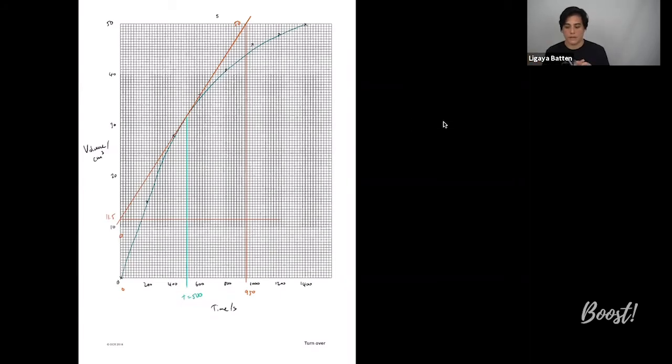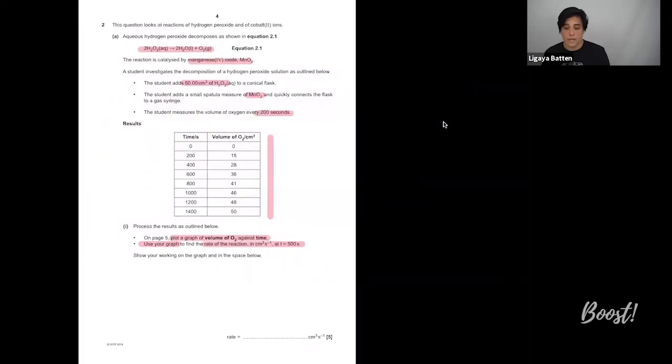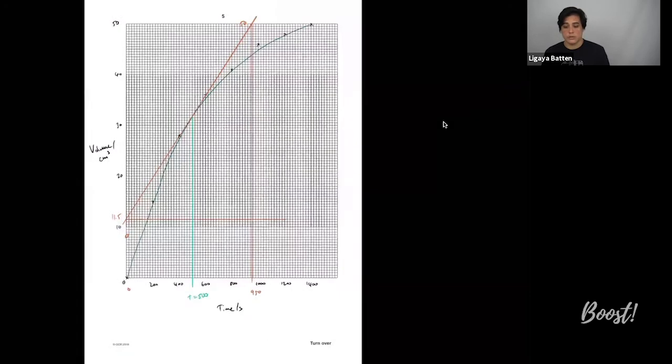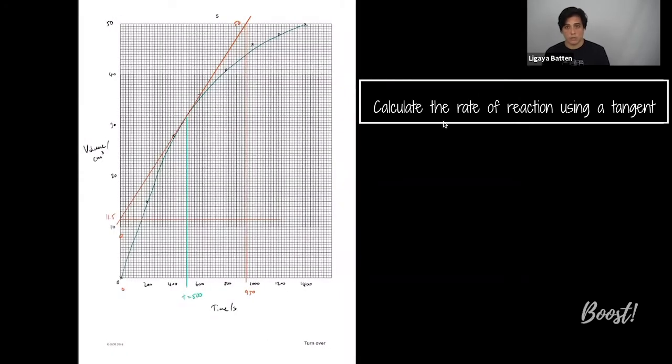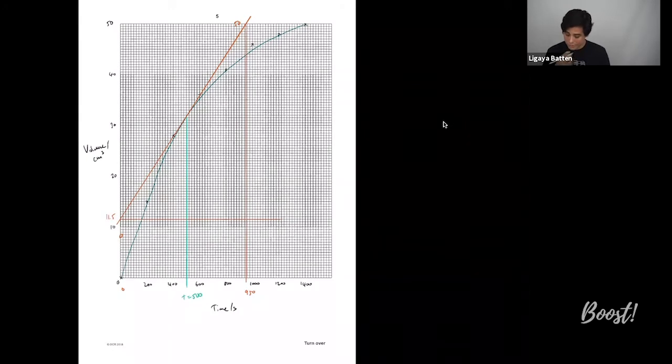So that's 3 marks so far out of the 5, and then the question actually asked, as well as drawing the graph, to calculate the rate of reaction. You've got to draw the tangent on the graph, which is the orange line I've drawn here, making sure that it's drawn at time equals 500, because that's what the question asked for. You draw the tangent at that point, and then calculate the change in y over the change in x to calculate the gradient, which gives you the rate.